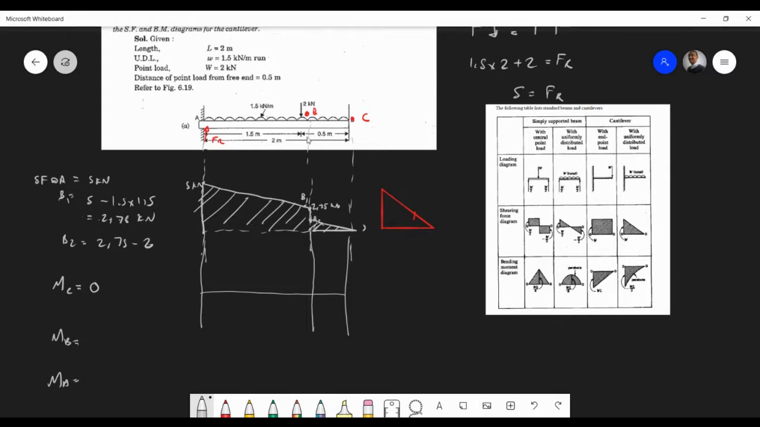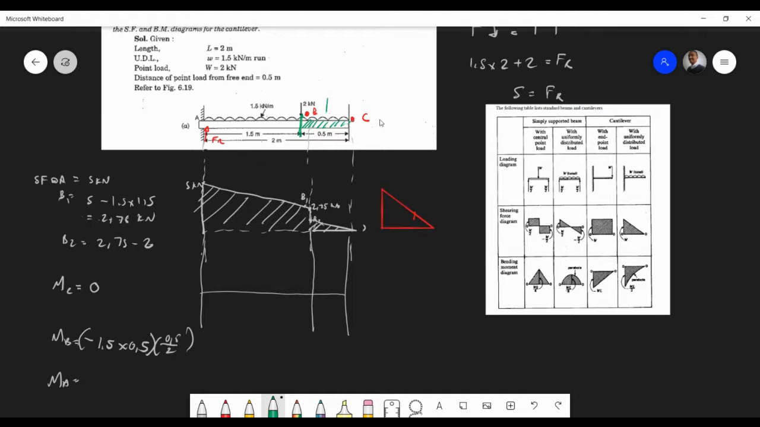So at B, now of course our B here, we have the UDL, and that's the only force acting there, right? So at B, it's going to be minus 1.5, which is the UDL, times the distance there, that's 0.5. That is just the force, and then the distance is 0.5 divided by 2. Remember, we're just dealing with this section over here.